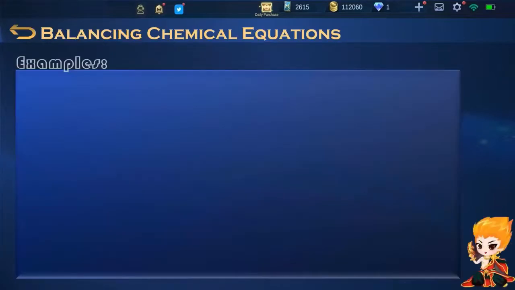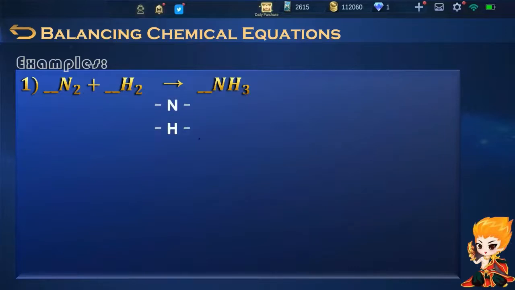Let's start. We have here the first example. First step is to input the elements present in the equation. We have nitrogen and hydrogen. As much as possible, keep the order of the reactant. Okay, inventory: we have nitrogen 2, hydrogen 2, and on the product, we have 1 and 3. This time, the most difficult element is hydrogen, because it has the larger number of atoms.